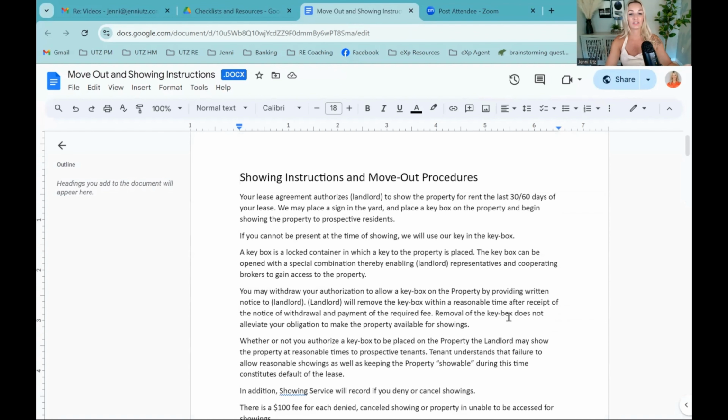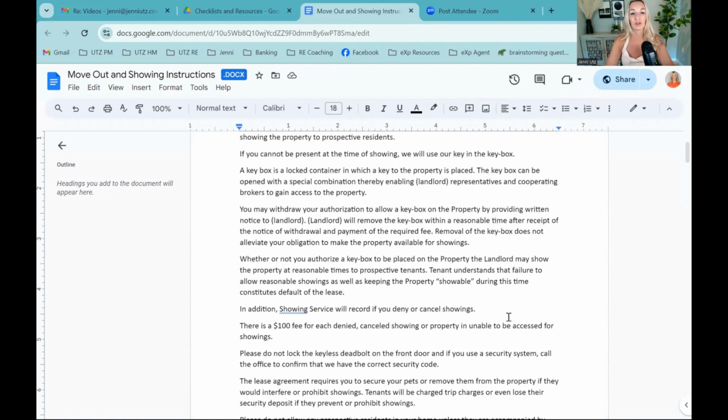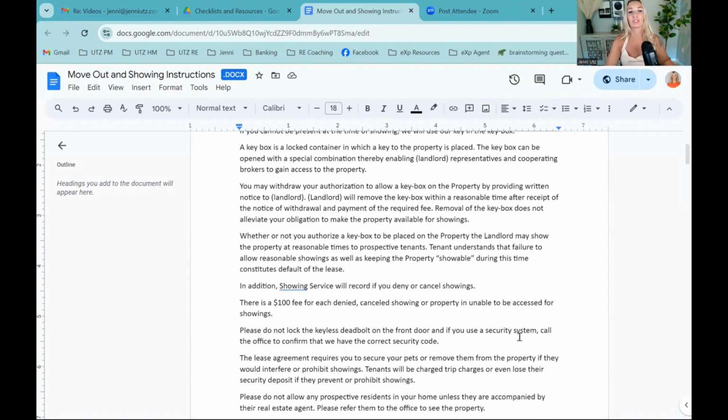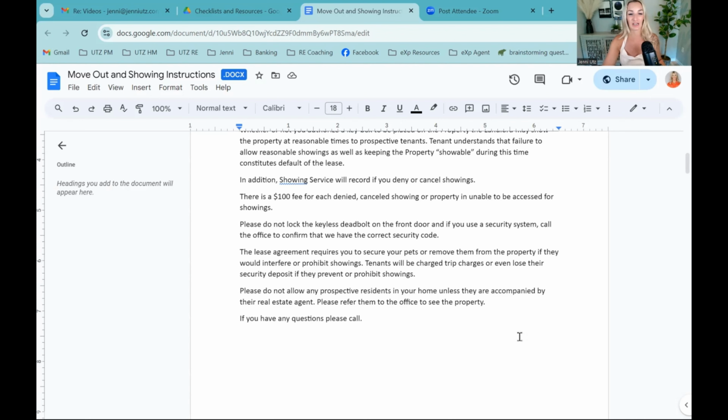This right here goes into when we are able to start showing the property, when we can put the yard sign out, the showing service that we provide, and then also what happens if they start denying showings. Now, we probably won't do this on the first one. We'll give them a grace period. But if we've got a tenant who then starts being very uncooperative, we will start charging them for canceling or denying showings because it is keeping us from potentially renting the property before they've even moved out. So it does wind up costing time and money.